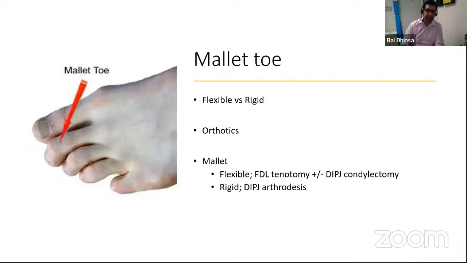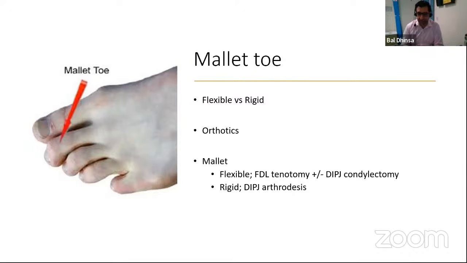If the deformity tends to be more rigid, I think the option, if you're going for surgical options, is really only an arthrodesis. The arthrodesis is performed under general anaesthetic or a regional block. It's an elliptical incision over the distal interphalangeal joint. You release the extensor tendon. You release the collaterals either side of the joint, protecting the digital neurovascular bundles. And then you prepare the joint surfaces.